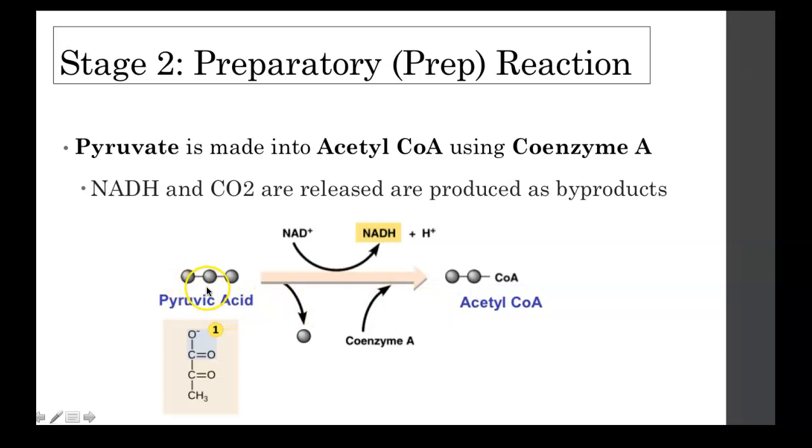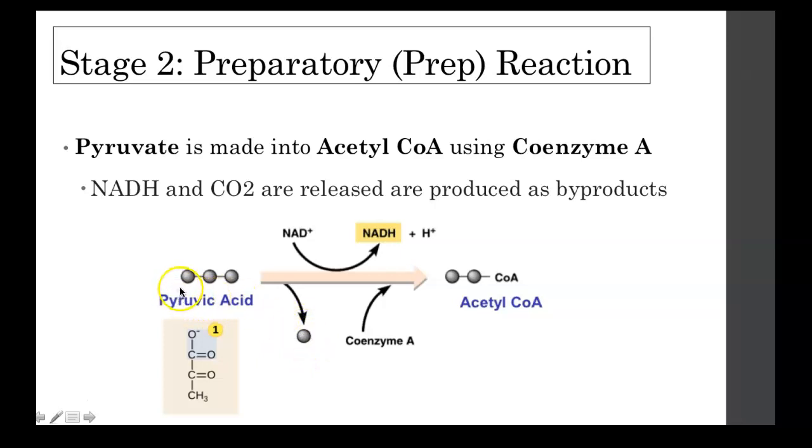So pyruvic acid, which is a 3-carbon molecule in the mitochondria, is going to bind with coenzyme A. When coenzyme A binds with pyruvic acid, a single carbon is going to be lost. And that carbon is this group right here that's highlighted in blue. It's called a carboxyl group. And if you look at it, it's CO2. So the release of this 3rd carbon is the release of a carboxyl group, and essentially what's being released from this reaction is carbon dioxide. This is a carbon dioxide molecule that is leaving, and that's actually what we exhale.